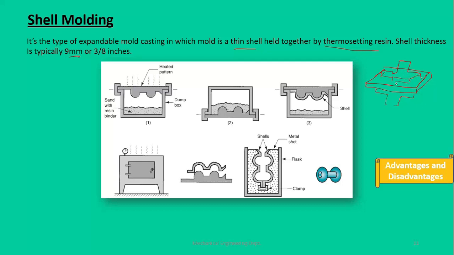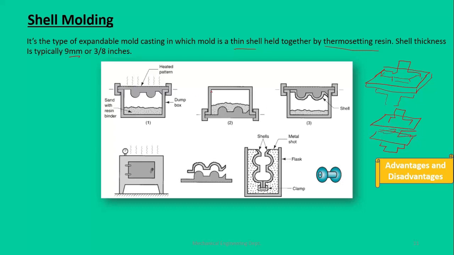There shouldn't be any difference in their alignment, to keep the alignment as perfect as possible. Or we use the cope and drag pattern, in which we have separate plates for both the cope and drag parts. The cope part is attached to a separate plate while the drag part is attached to another separate plate. So we can have some cores or any other internal features.